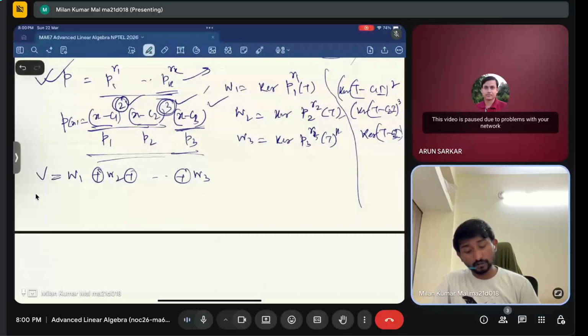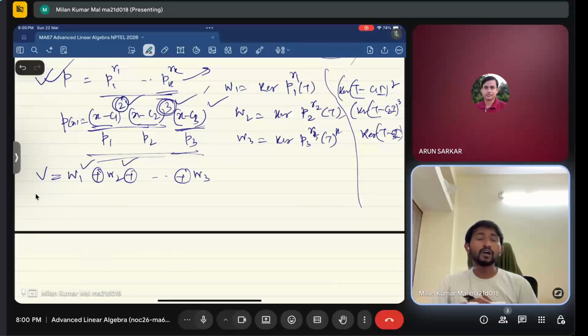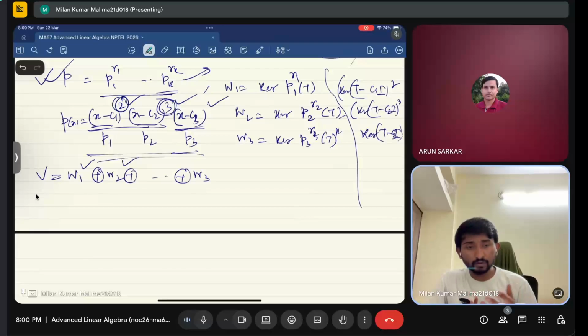In that case, these Wi's are nothing but the kernel of T minus ci I, that means the eigenspace corresponding to ci's. And that is what we mean by diagonalizability: V can be written as the direct sum of eigenspaces, or we will have a basis consisting of eigenvectors which will span the vector space V. I'm just trying to say that diagonalizability is not violated; it follows from this primary decomposition theorem.